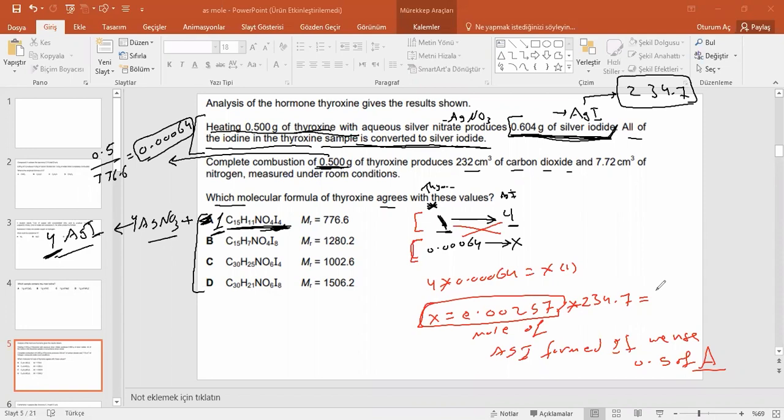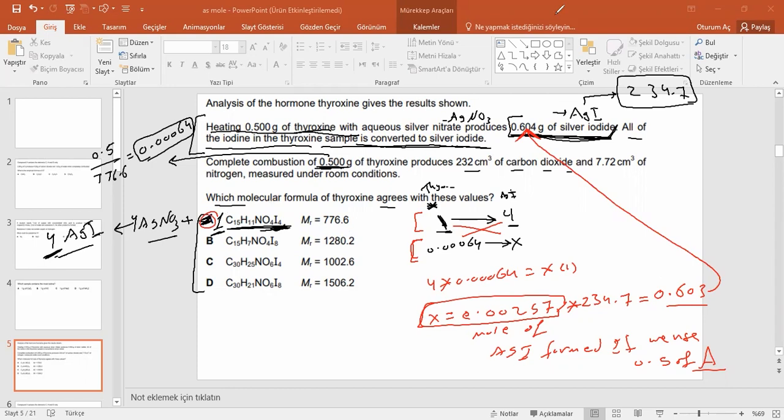So we multiply 0.00257 times 234.7. Yeah, so we get almost the correct answer. It is 0.603. Okay, which is similar to the thing found here, thing that is made here. Not identical, but the same. So this is the correct option.